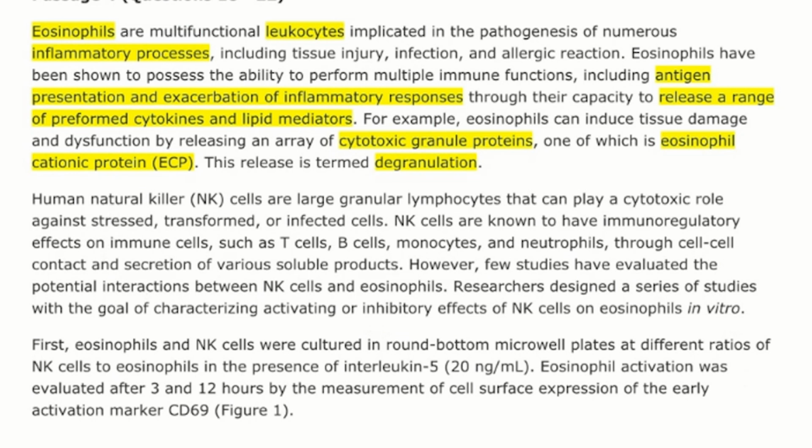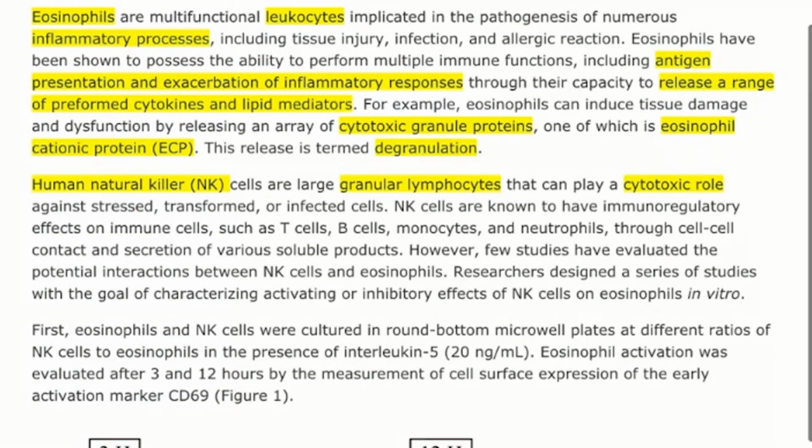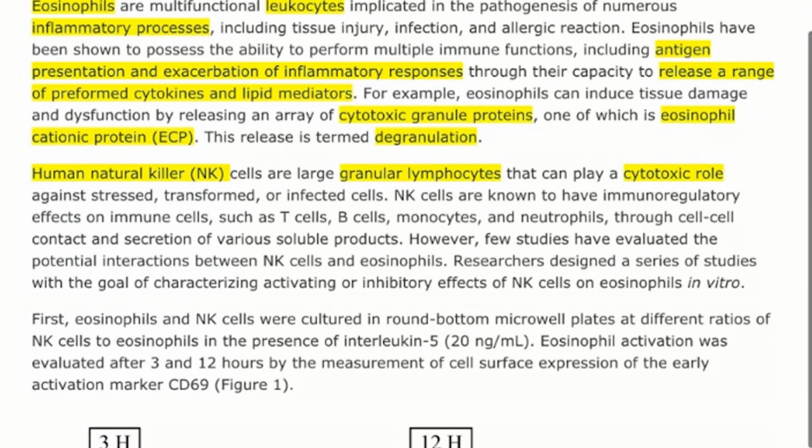So I love when this happens, because that means I understand what the researchers are doing, and that lets me understand the study. So once again, I'm going to get some vocab down, and then I'm going to get the main point of this. So human natural killer, or NK cells, I want that. That's what they are. And they are granular lymphocytes. So I'll highlight granular lymphocytes. And what do they do? They play a cytotoxic role. So I'm going to highlight cytotoxic role, because that's what they do. And then I'll also highlight immunoregulatory effects, because that's something else that they do.